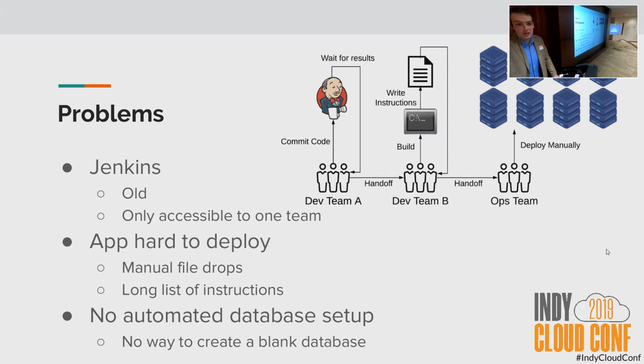This dev team would then manually build the binaries and write the instructions for any breaking changes for this application. They wouldn't deploy it themselves, though. They'd again hand it off to the ops team, who would then have to follow those instructions, sometimes multiple pages, to deploy the application to all of the servers.